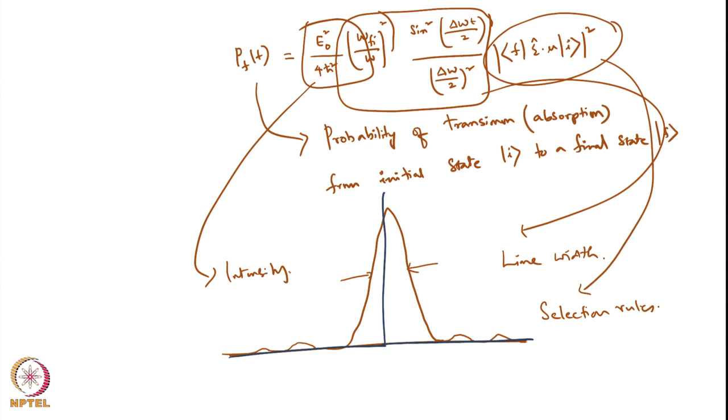So, essentially there are three factors that determine the probability of a transition from a ground state or initial state I to a final state. One is the transition moment integral, which will tell you whether this transition will be allowed or not, and if allowed, what its value is. Second is your modulating function, which will tell you how the line widths come about. And the third one is intensity, which will depend on how much light you are shining. Okay, so we'll stop at this point and continue in the next lecture. Thank you.